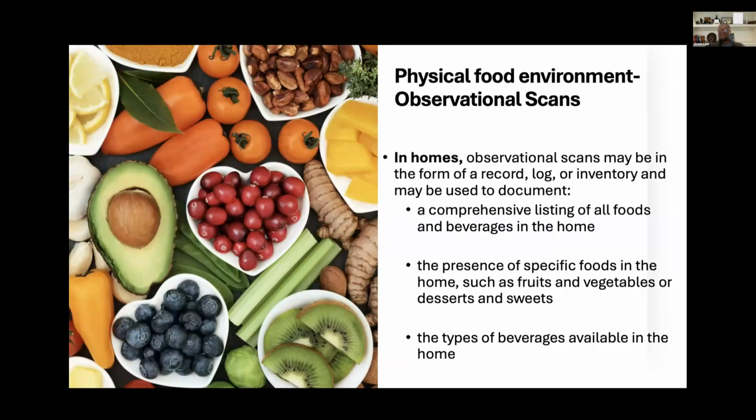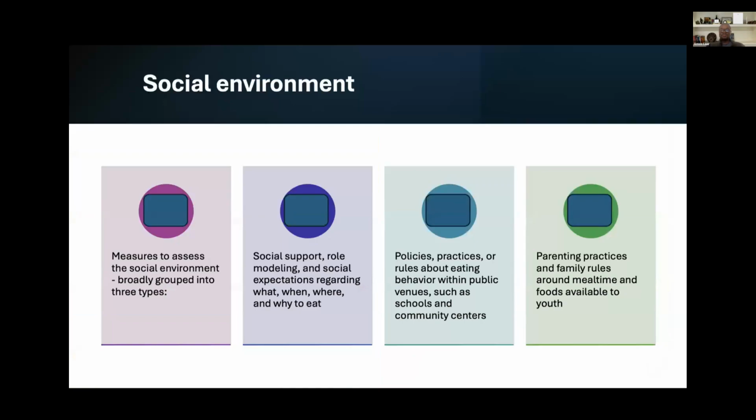In homes, you could look at an inventory or a log of the listing of all food and beverages that are available, and then the presence of specific food in the home, such as are there fruit and vegetables, are there sweets, so on and so forth. That can be done at home. And so that is the physical food environment.